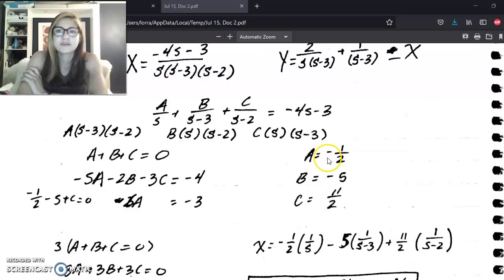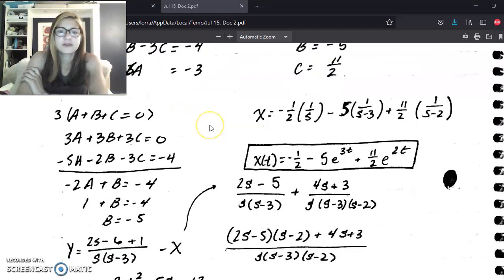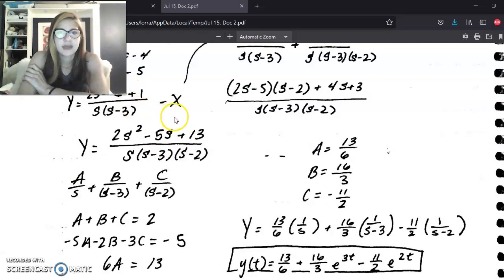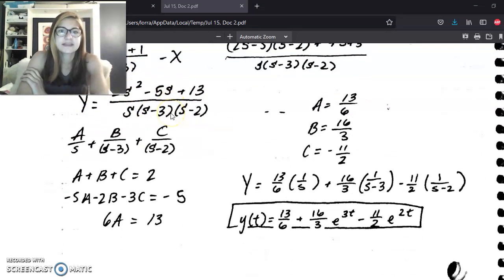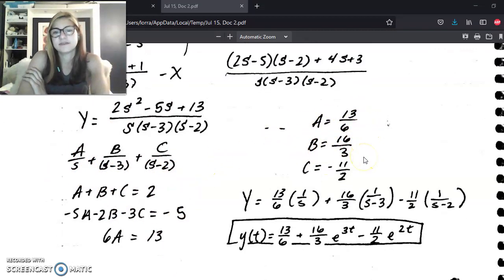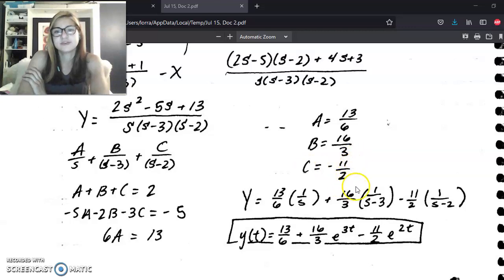And then using this X value, you can plug that into the Y equation. So this is the Y equation simplified right here. And then here is the entire Y value with the added X. And then you once again have to solve partial fractions. So in this case, I got A equal to 13 over 6, B equal to 16 over 3, and C equal to negative 11 over 2.